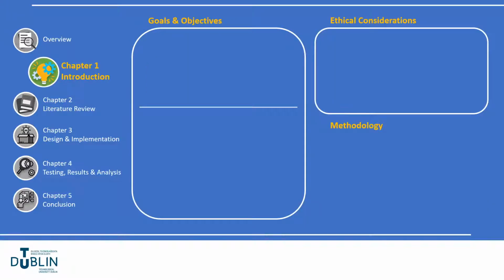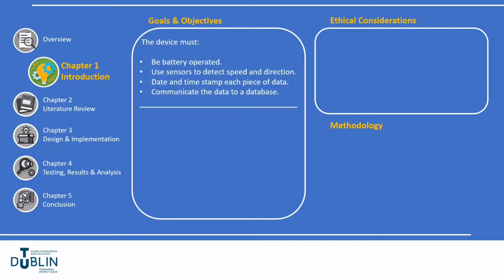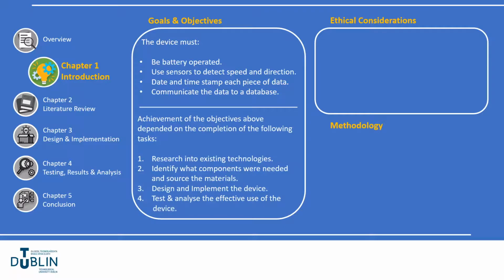Goals and objectives. The main goals of the device were to be battery operated, use sensors to detect the speed and direction of pedestrians, date and timestamp each piece of data, and communicate the data to a database. The achievement of the objectives above depended on the completion of the following tasks: research into existing technologies, identify what components were needed and source the materials, design and implement the device, and test and analyze the effective use of the device.